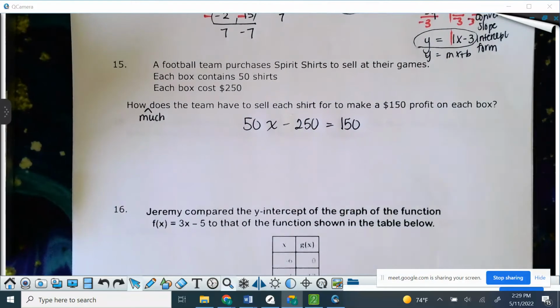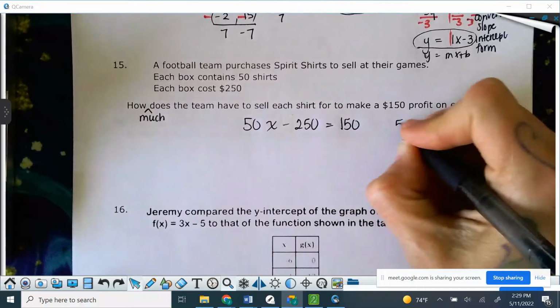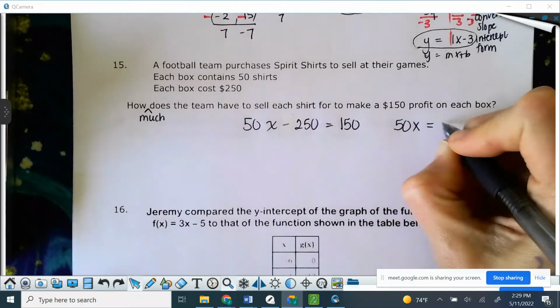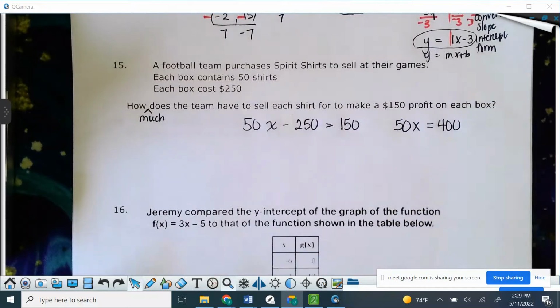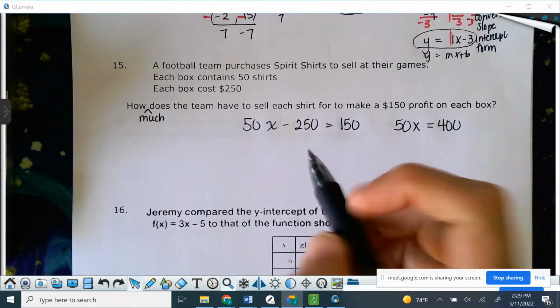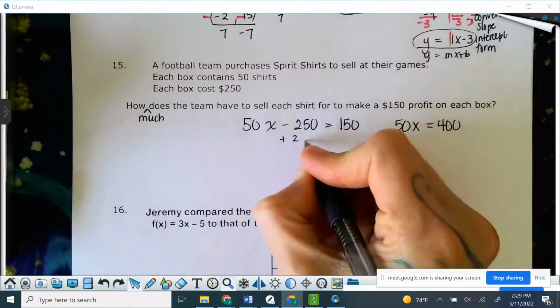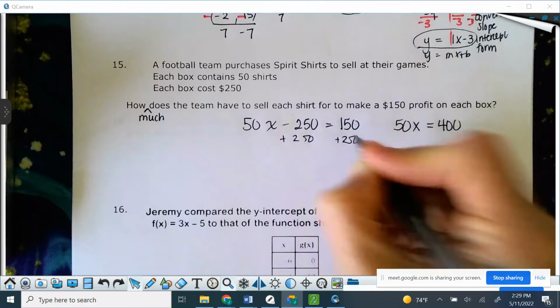Or in your mind, if you know they cost 250 and you have to make 150, you may have even set it up as 50x equals 400, because that's how much money you have to make. If you've ever sold things, maybe you just thought, I have to make $400 to make $150 profit after I spend the $250 to buy the box. Which if you did it algebraically, adding that 250 to both sides is how we get here anyway.